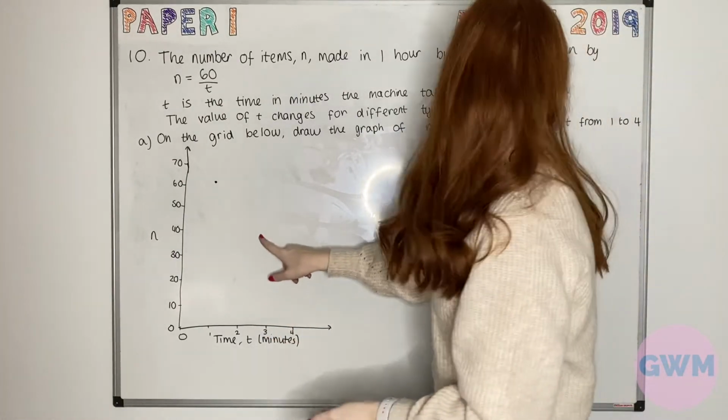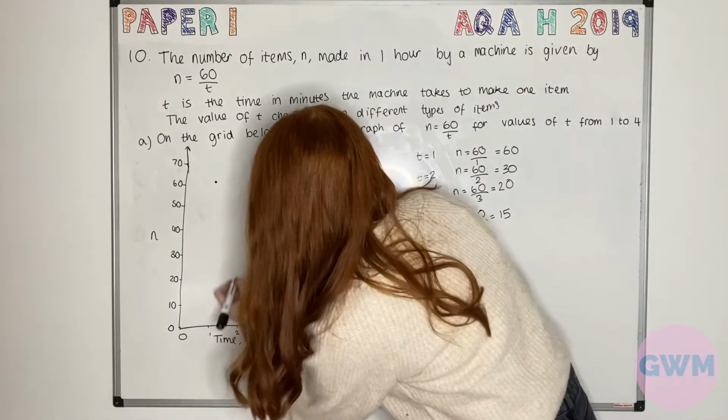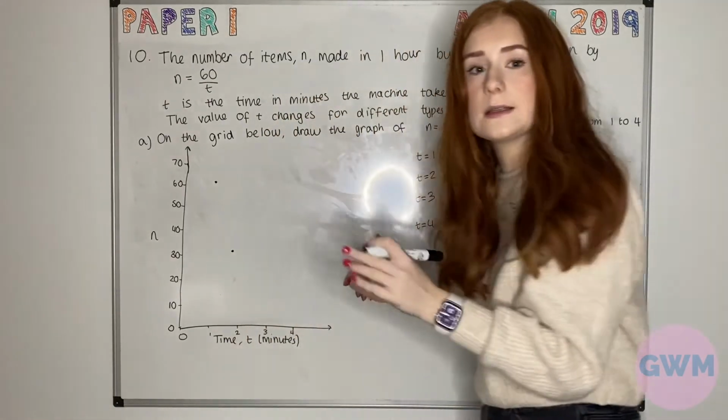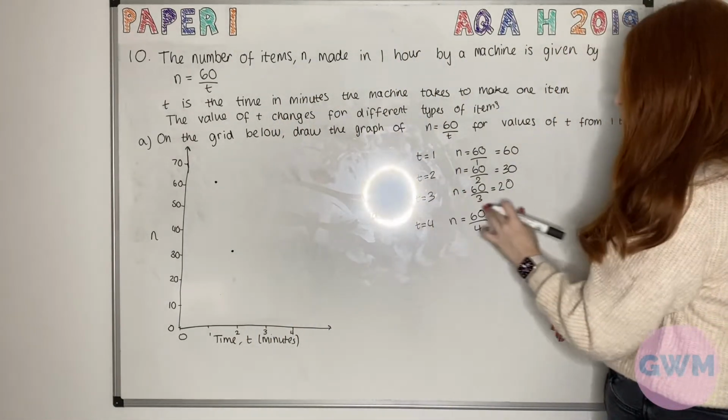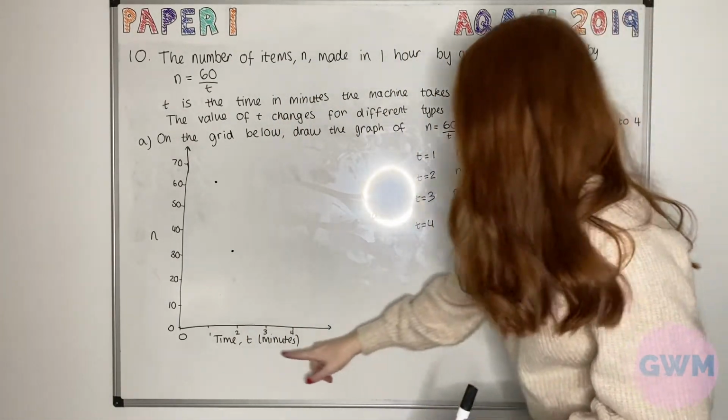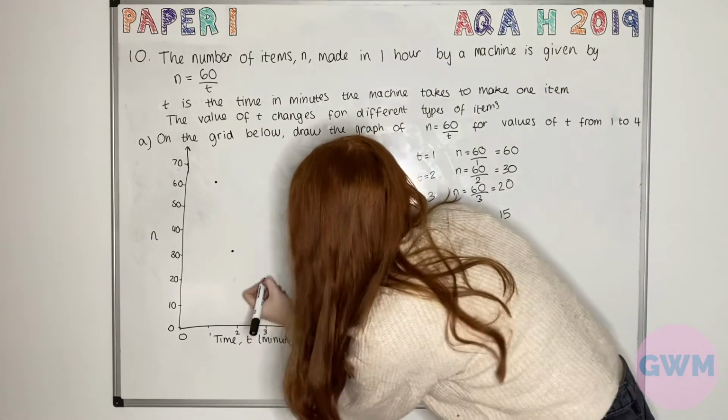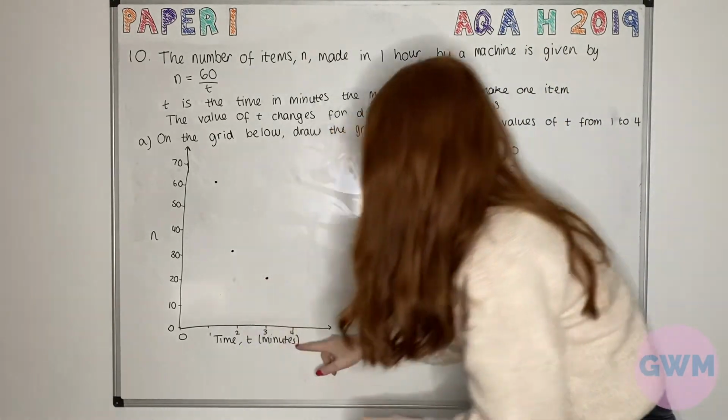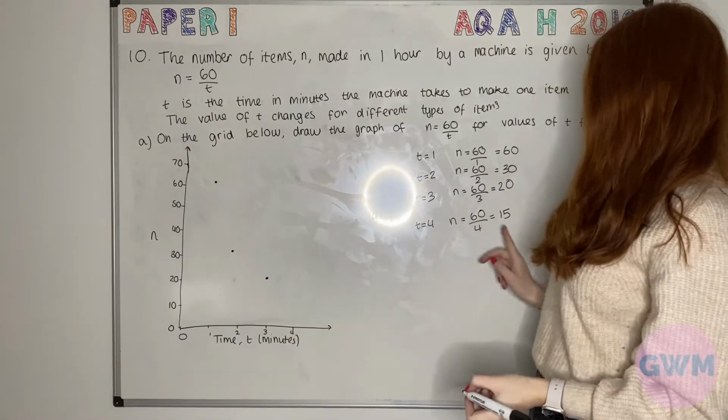So t is 2 and n is 30. If mine looks a little bit off, it's because I'm drawing it from an angle. T is 3, n is 20. And when t is 4, n is 15.